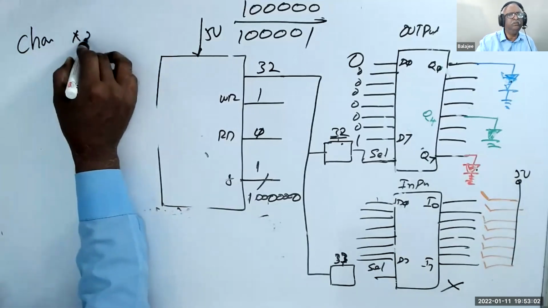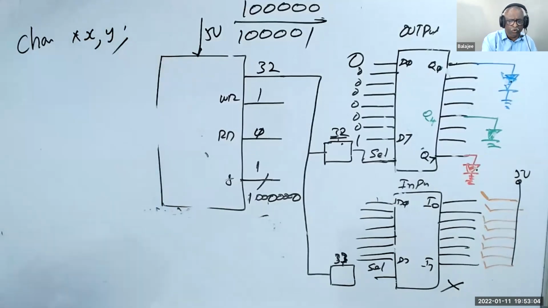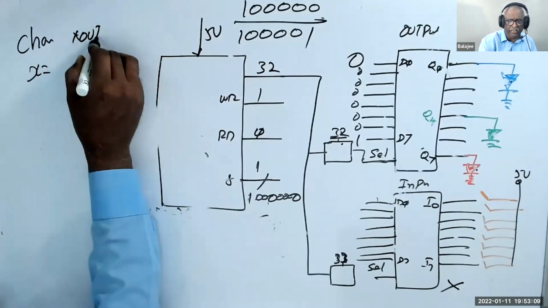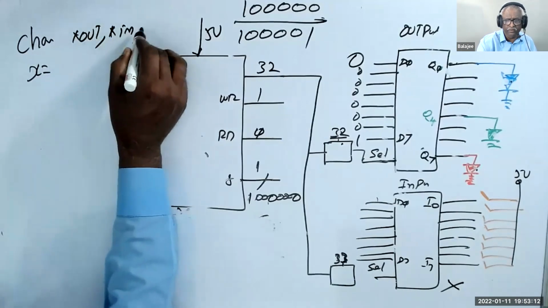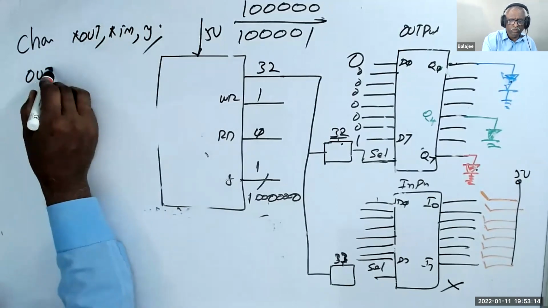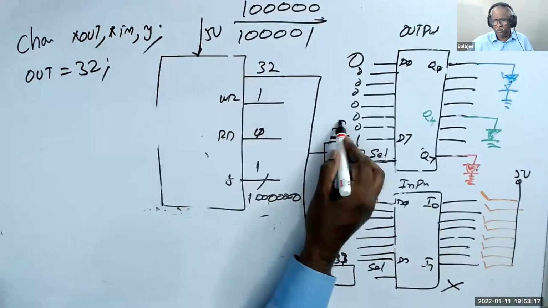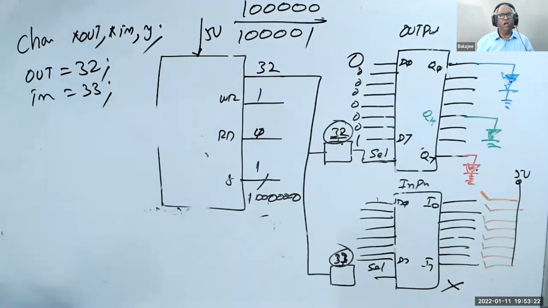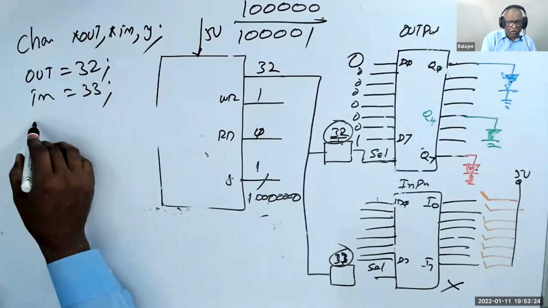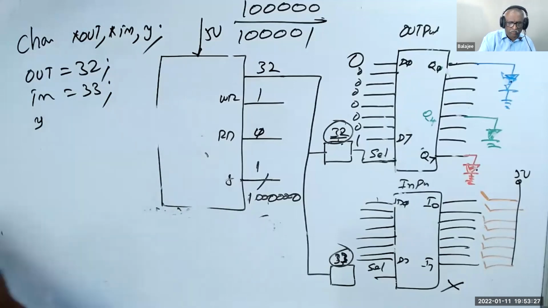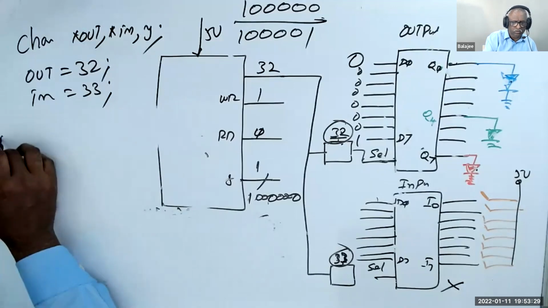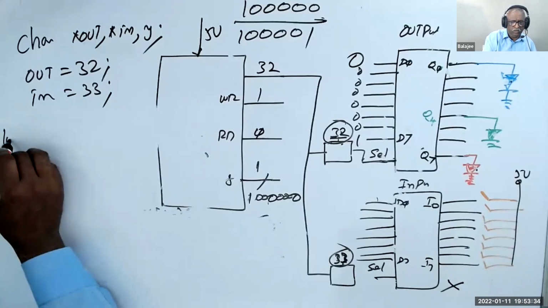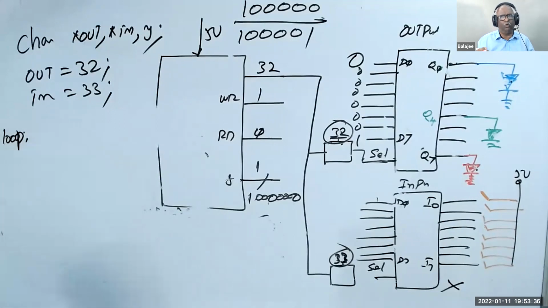CHAR star X, comma Y. Understand? I say X is equal to, say, star out and comma star in, comma Y. Now out is equal to 32. In is 33. Now what I am doing is loop. Once again loop. Always start with loop, because you people have yet to learn the programming.